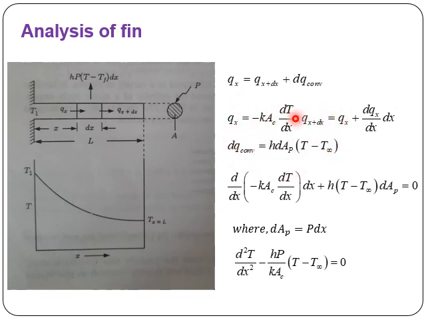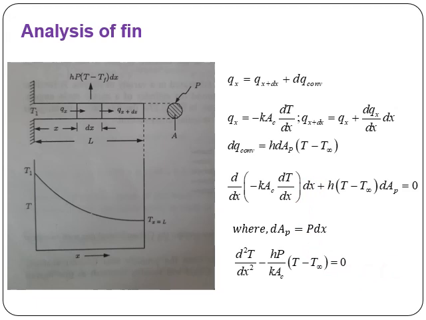So if you substitute these expressions in the first expression, that is Qx equal to Qx plus dx plus Q convected, then finally we get an expression: d by dx of minus kAc dT by dx into dx plus h dAp into delta T, where dAp, as I told you, is P into dx, that is perimeter into the thickness, which is the total area of the element. If I simplify this, I get d square T by dx square minus hP by kAc into delta T equal to 0. This is the simplification of the previous expression.